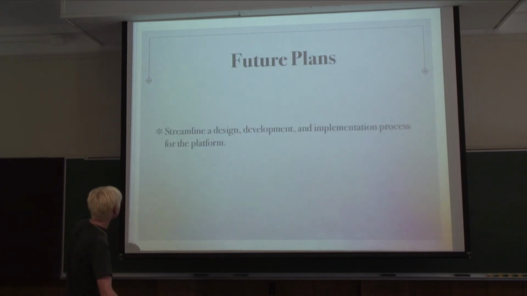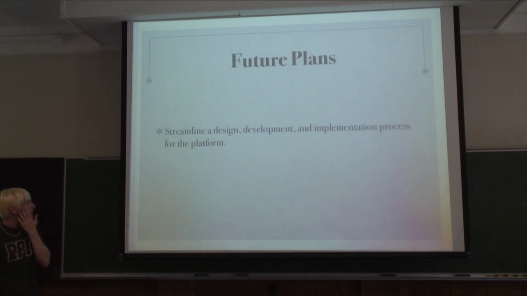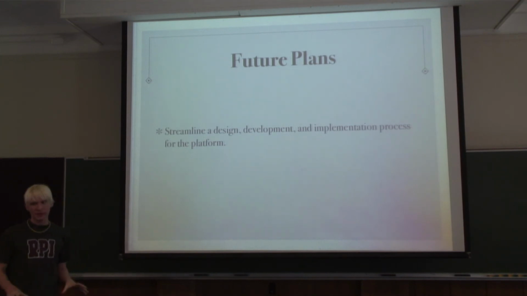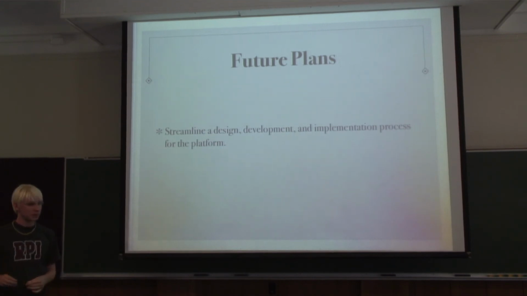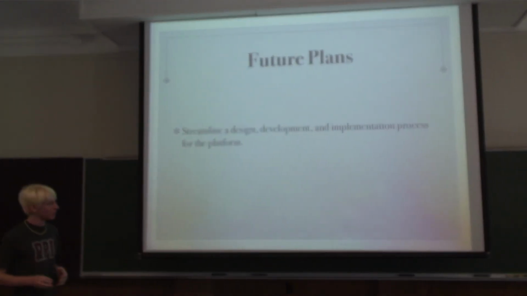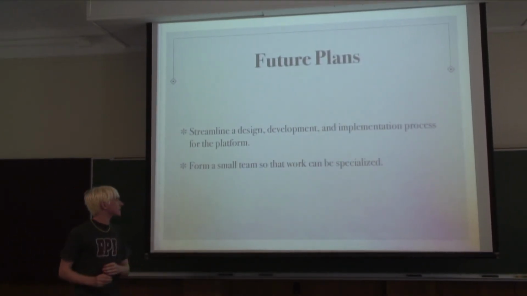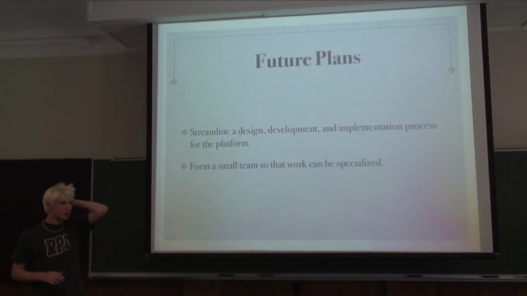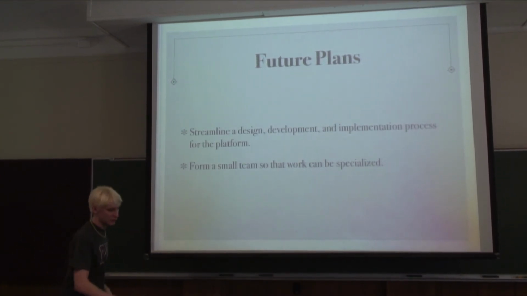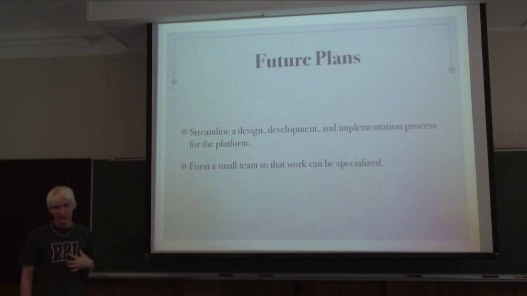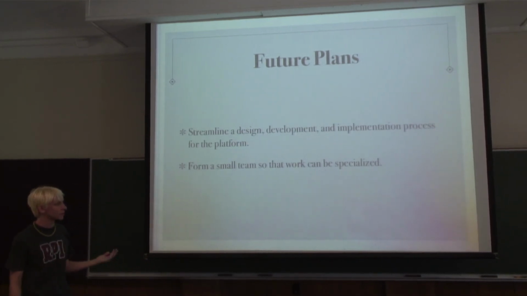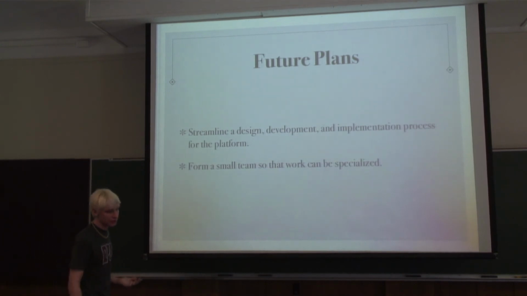But for the future, I'd like to streamline a process for design, development, and implementation, where there'll be a design phase and people working on design, then a development phase where people work on the actual hard coding of it, and then implementation, combining it with an interface. I want to form a small team and get more people on the project, hopefully for the fall, so that more can be specialized. For example, I like working on interfaces the most, but I also have knowledge of the databases, so I can control a team doing it. And I would like to continue into the fall.